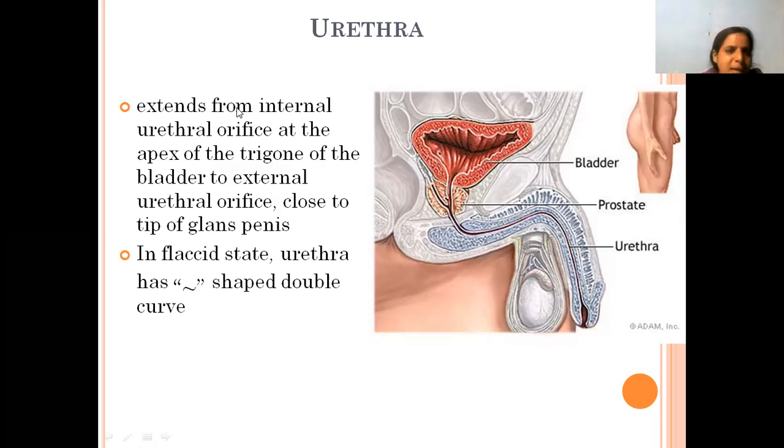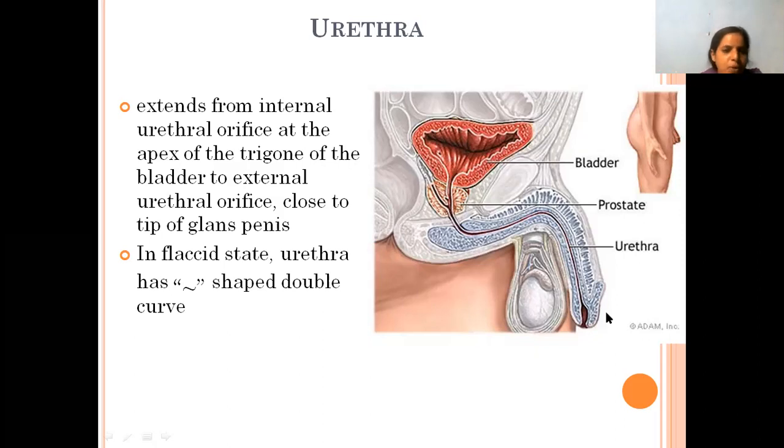So the urethra is extending from this point. This point is the internal urethral orifice, where the median lobe of the prostate may obstruct. The internal urethral orifice is at the apex of the trigone, extending to the external urethral orifice. This area is the glans penis.